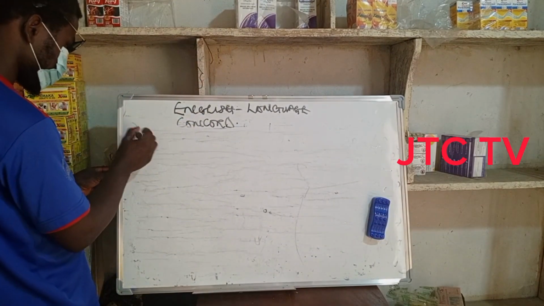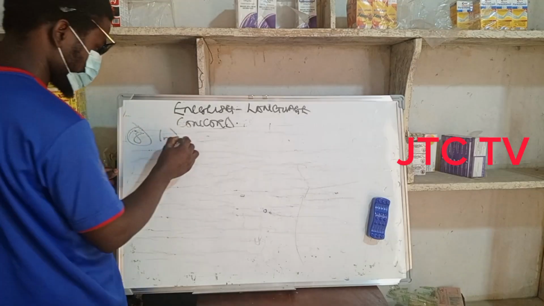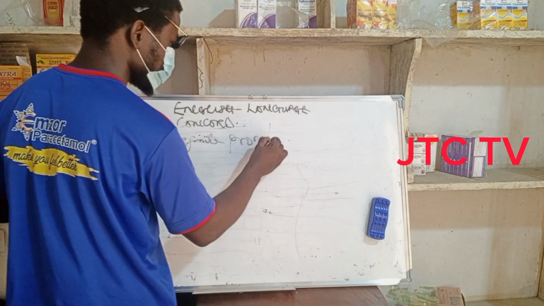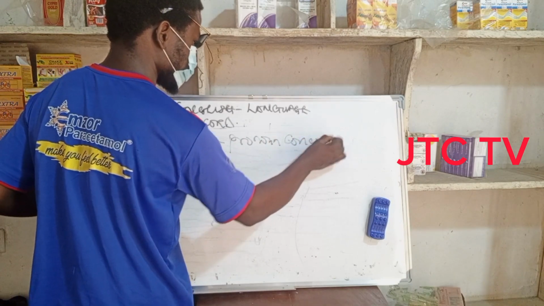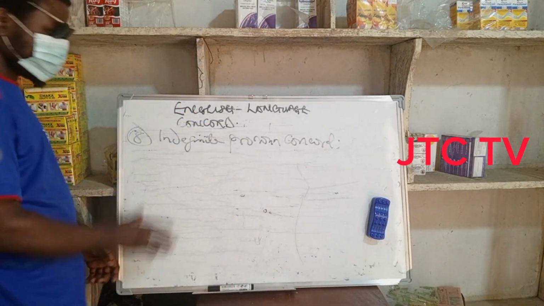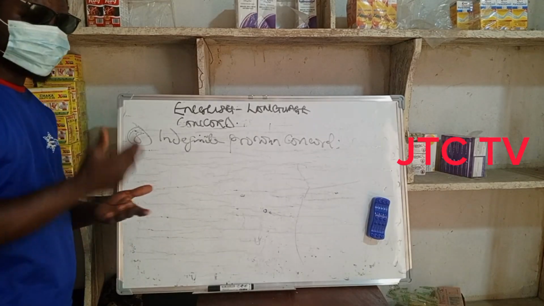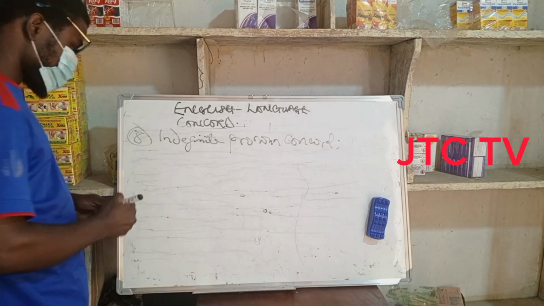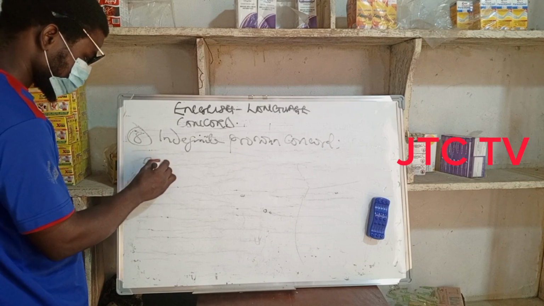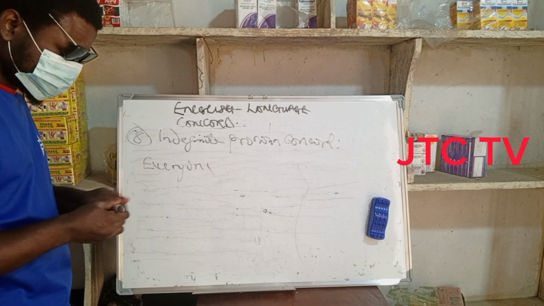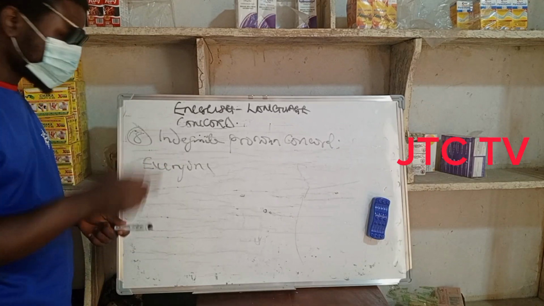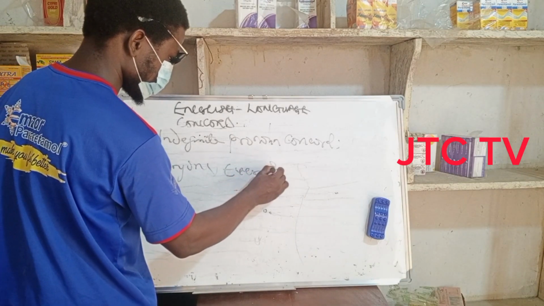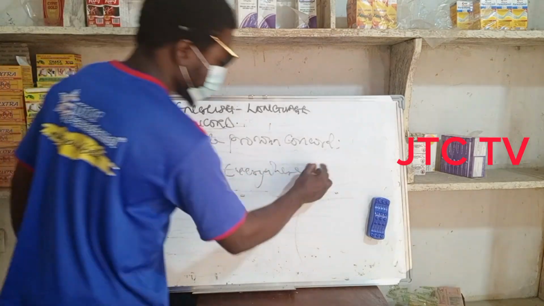So the next one is indefinite pronoun concord. An indefinite pronoun is a pronoun that is not referring to a particular word or person. For example, we have everyone. Everyone does not refer to a particular person. Everywhere, anyone.